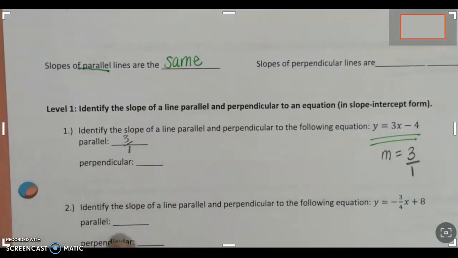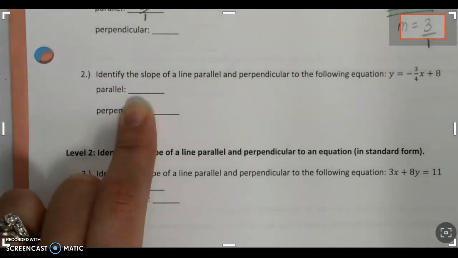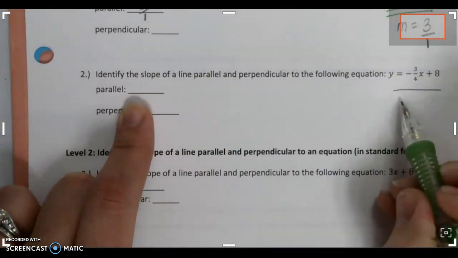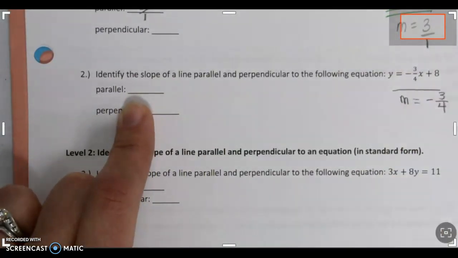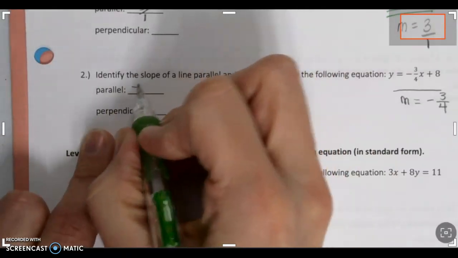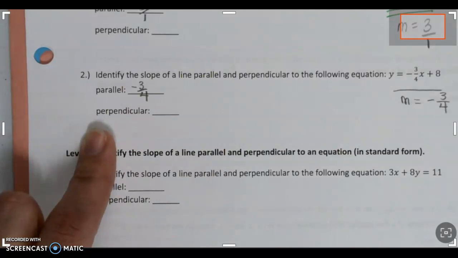Okay. What about this one? Just talking about parallel, right? So just sticking with parallel for now. What's the slope of this line? Negative 3/4. So what would the slope of a line parallel to that one be? -3/4. Okay.